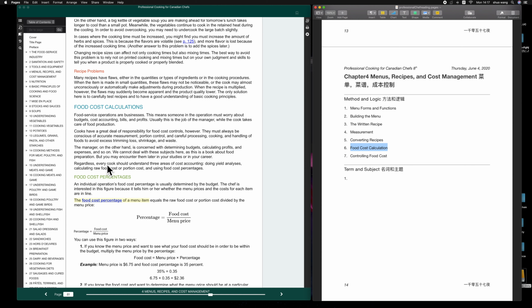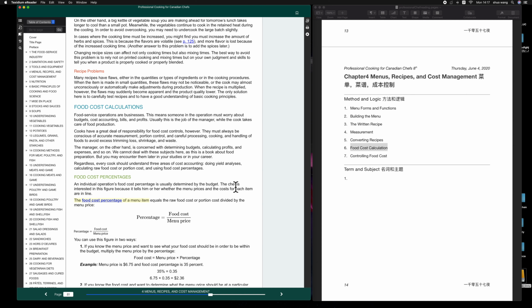Regardless, every cook should understand 3 areas of cost accounting: doing yield analysis, calculating raw food costs or portion cost, and using food cost percentages. Food cost percentages. An individual operation's food cost percentage is usually determined by the budget. The chef is interested in this figure because it tells him or her whether the menu prices and the costs for each item are in line.